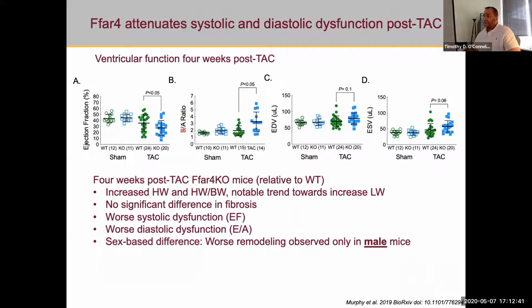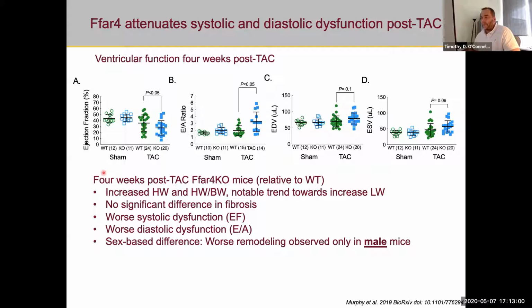When we looked at diastolic function by E to A ratio, we saw a small trend towards an increase in the wild type. It wasn't significant, but following aortic constriction in the knockout, there was a massive increase in the E to A ratio, suggesting diastolic dysfunction.